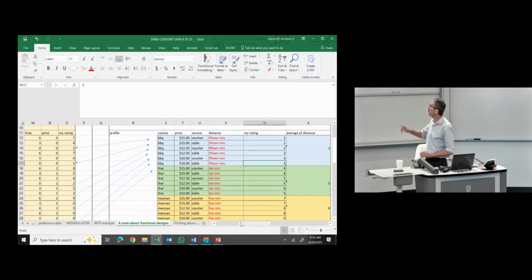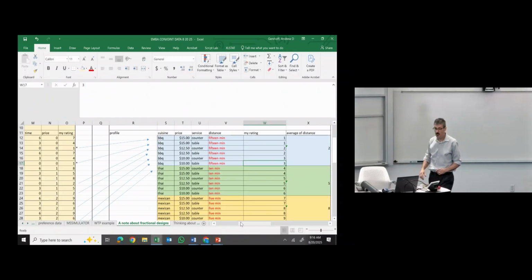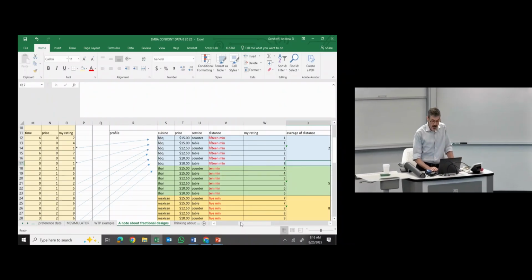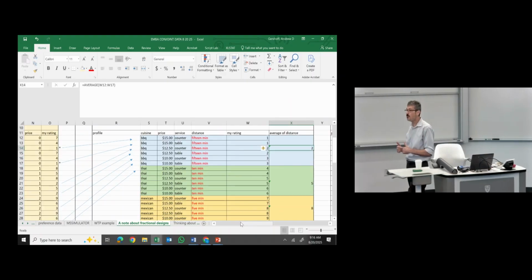Here's all the ones that are 15 minutes away up here, then all the ones that are 10 minutes away, then all the ones that are 5 minutes away. And if you take the average of those, you can see, just like we would expect, the ones that are closer, I rate more highly. The ones that are farther, I rate at a lower value. So that's consistent with what my preference policy is.